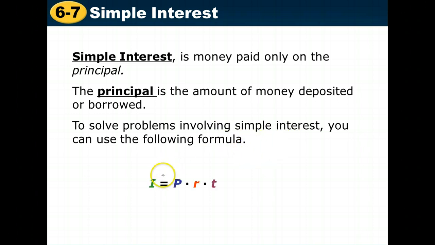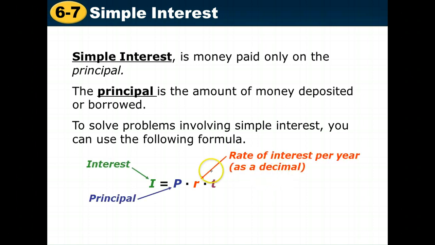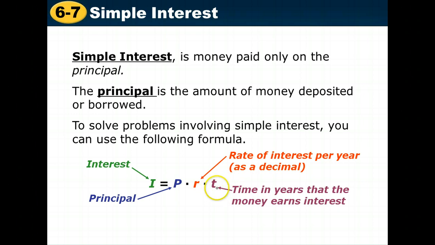It is I = PRT. To get the interest, you need to multiply the principal times the rate times the time. I is for interest, P is for principal. The interest rate is how much, for example, if it's a 3% interest. When you plug that 3% into the formula, you need to put it in as a decimal. And then you have time.